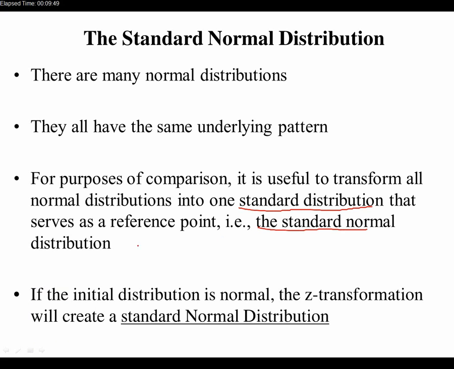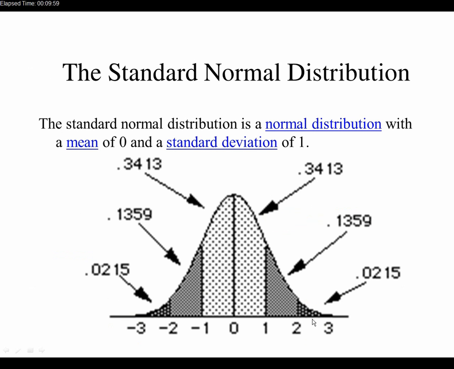If the initial distribution is normal, the z-transformation creates a standard normal distribution. So you kind of already know how to do that. All right, here it is. The standard normal distribution is a normal distribution with a mean of 0 and a standard deviation of 1. Hey, where'd you hear that 4 slides back?